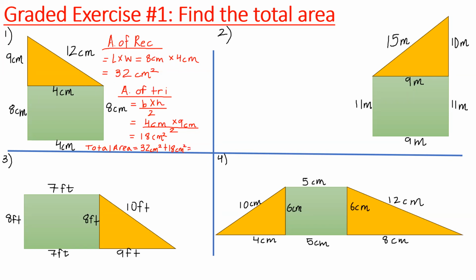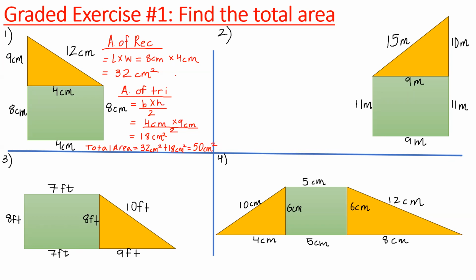How many persons got 50 as well? I got 50. Okay, anyone else got 50? I got 50 centimeters squared. Okay, very good. 50 centimeters squared. All right. Anyone else got number one correct? Very good, very good. Chardonnay, help me with number two.